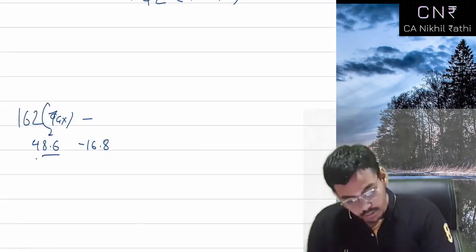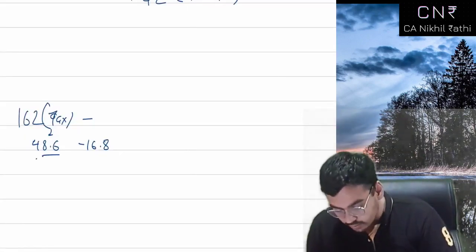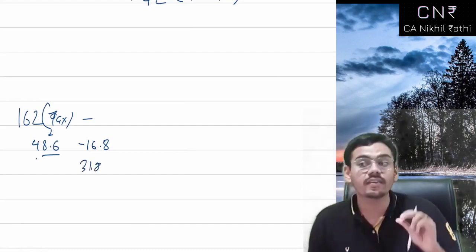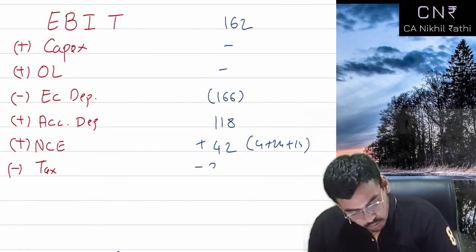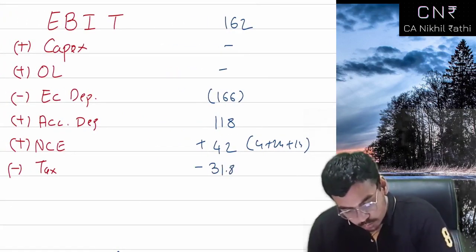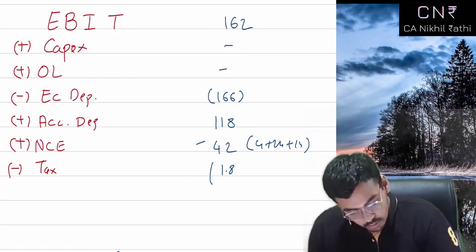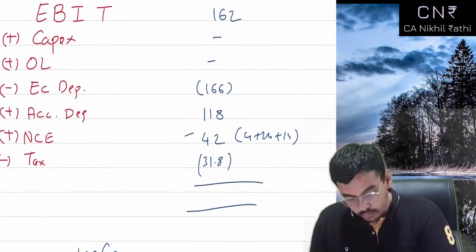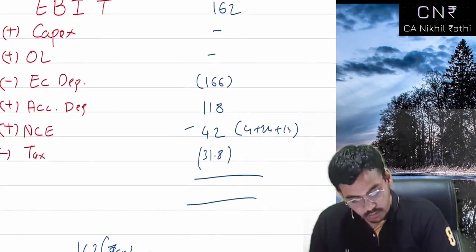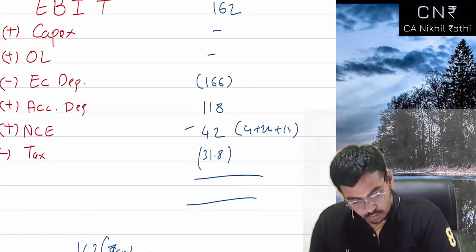Then this total tax expenses are 31.8. What have I said? We will deduct the total tax expenses. So less 31.8. Let me put it into bracket. 31.8. Now solve this. 162 minus 166 plus 118 plus 2.